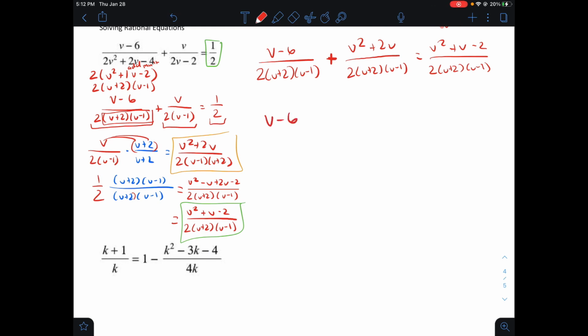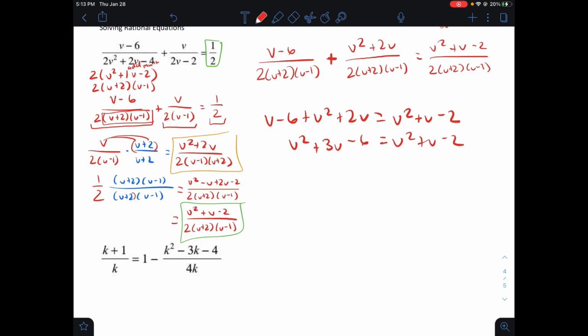So we got v minus 6 plus v squared plus 2v equals v squared plus v minus 2. All right, so we can combine like terms here on the left-hand side. So we end up with v squared plus 2v. Oh, I'm sorry, no. v squared plus 3v minus 6 equals v squared plus v minus 2.